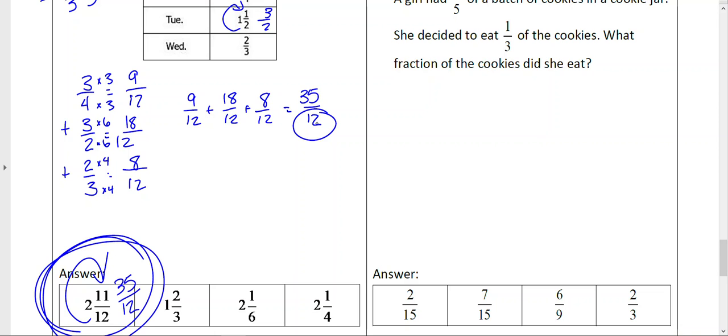And I knew that because my denominator is 12. The first one doesn't have a denominator of 12. The second one doesn't have a denominator of 12. Neither does the last one.